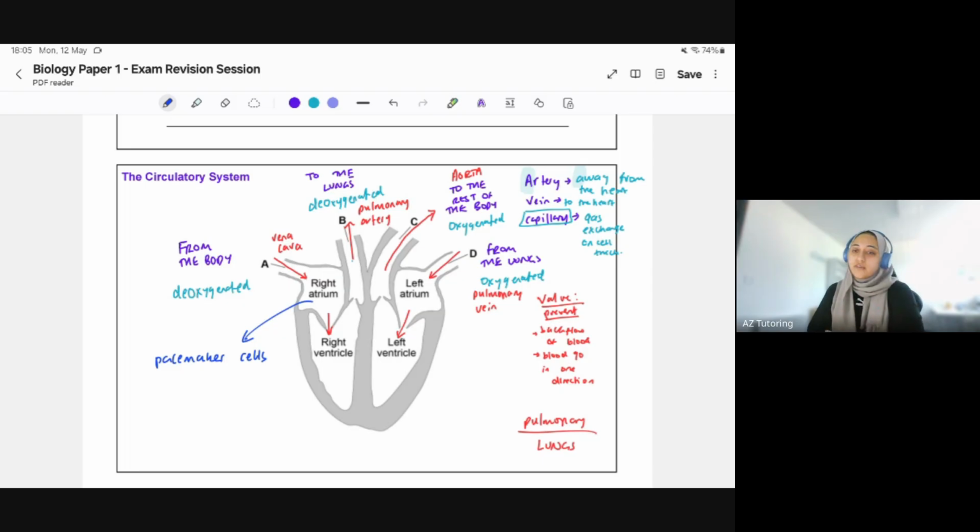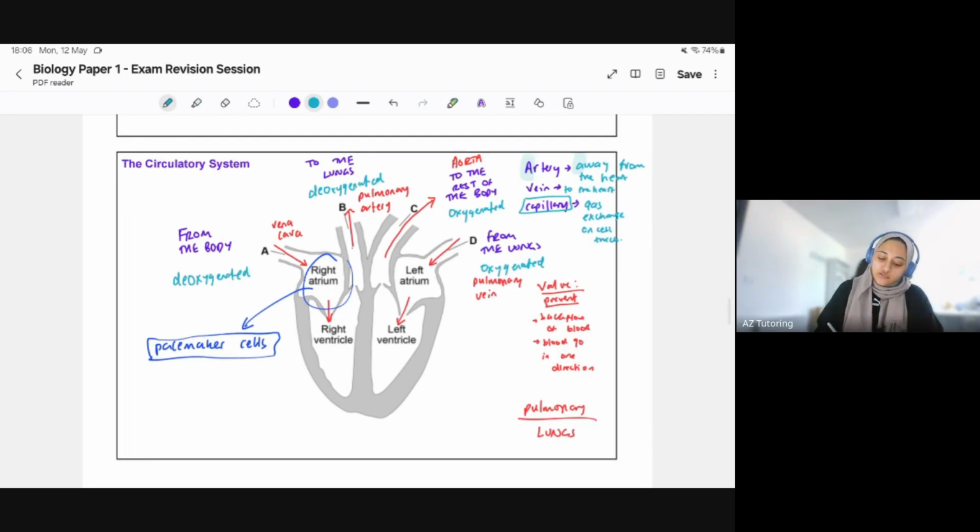And the way to remember that, if you forget that they're in the right atrium, think that the whole process starts in the right atrium. So the pacemaker cells have to be in the chamber where the process starts. So that's how you can remember it's the right atrium. The pacemaker cells are basically giving that electrical impulse to the heart to get it to contract and start. Some people don't have pacemaker cells, so they can get an artificial pacemaker put into the right atrium for that as well.